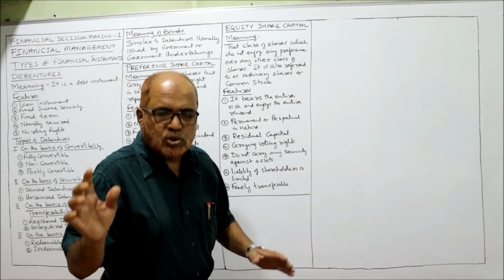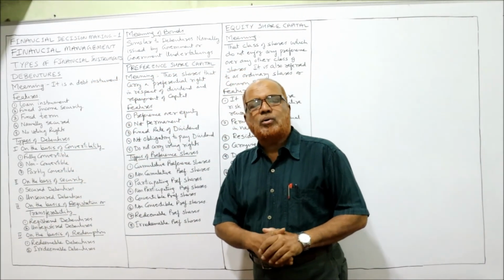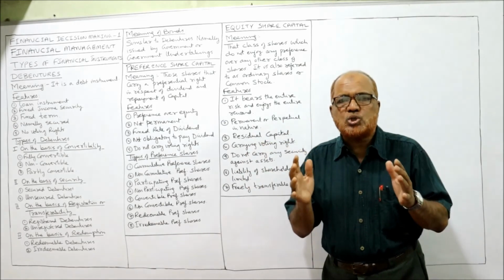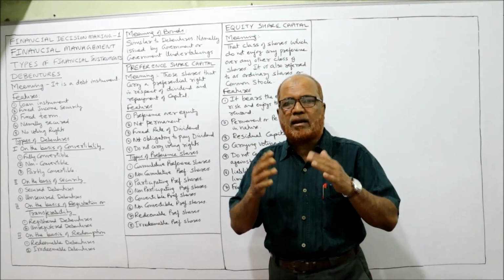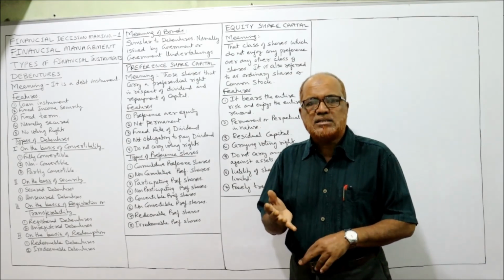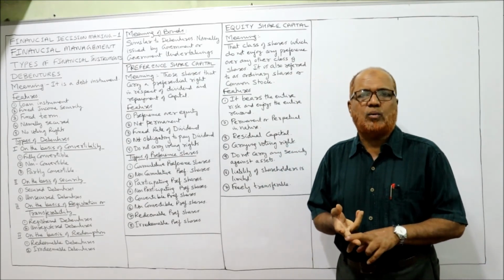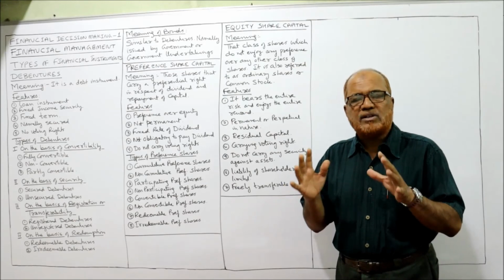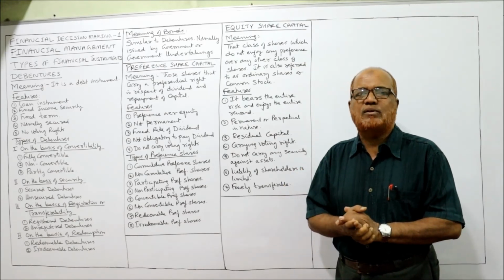That's all. So, in this video, I have explained the financial instruments through which a company can raise funds. The common instruments are debentures, preference shares and equity shares. For all three I have explained the meaning and also the features.